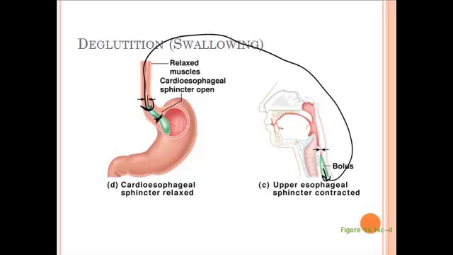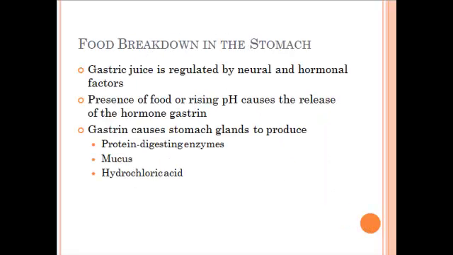So now we're into the stomach. In the stomach, we already talked about gastric juice. Gastric juice is kind of like the saliva of the stomach. It's secreted in order to break down the food in the stomach, and also to start churning it up as well. There's neural and hormonal factors that come into play here. Gastrin is a hormone, and the presence of food or rising pH in the stomach is going to release this gastrin. Gastrin triggers the release of gastric juice.